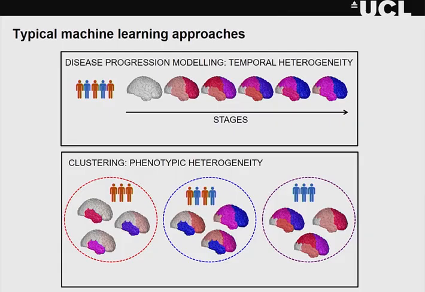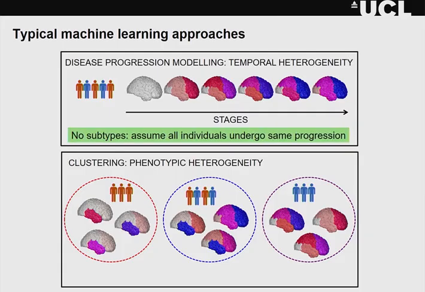So machine learning can be used to disentangle this heterogeneity. However, typical machine learning approaches only disentangle one aspect of the heterogeneity. One example is disease progression modeling, which aims to disentangle temporal heterogeneity by reconstructing the progression of a disease from either cross-sectional or short-term longitudinal data sets. But it assumes that all individuals undergo the same progression, so it doesn't tell us anything about hidden disease subtypes within the data.